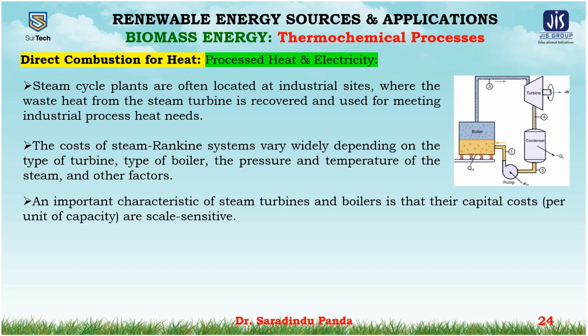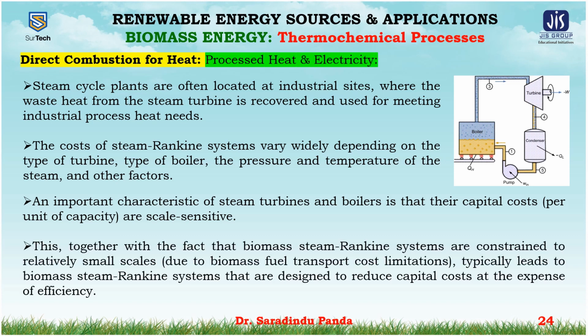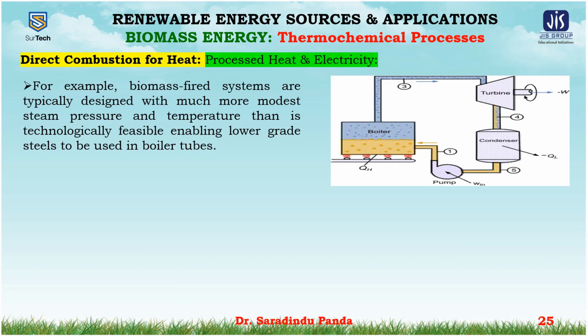An important characteristic of this type of steam turbines and boilers is that their capital costs are scale sensitive. This, together with the fact that the biomass steam Rankine systems are constrained to relatively small scales due to biomass fuel transport cost limitations, typically leads to biomass steam Rankine systems that are designed to reduce the capital cost at the expense of efficiency. For example, the biomass fired systems are typically designed with much more modest steam pressure and temperature than is technologically feasible, enabling lower grade steels to be used in the boiler tube. This lowers both the cost and the efficiency also.